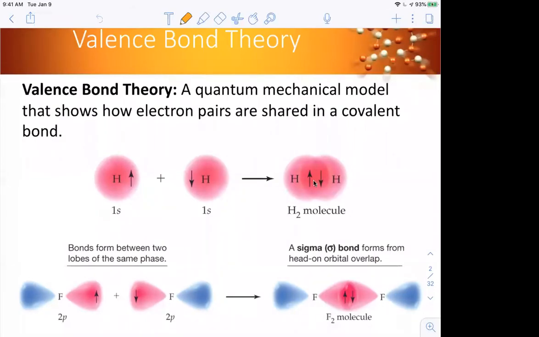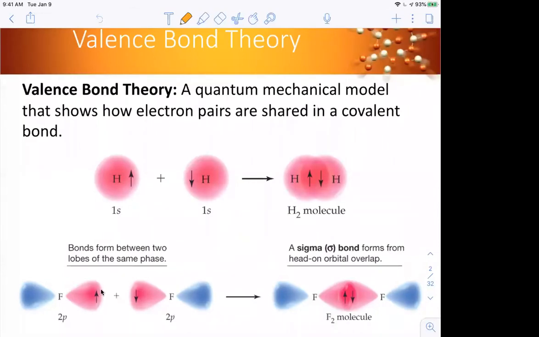If I form an H2 molecule, I have one s orbital, right? H has one electron. I have another H that has another electron. I'm going to bring those two orbitals together and I'm going to form this H2 molecule. Now notice that I am now sharing those electrons, and those electrons are spin paired, just like when we put two electrons together in the same atomic orbital. When I form a molecule and I form a bond, those electrons also have to be spin paired.